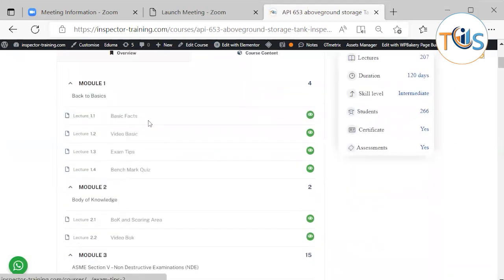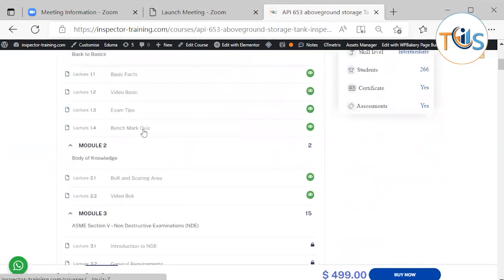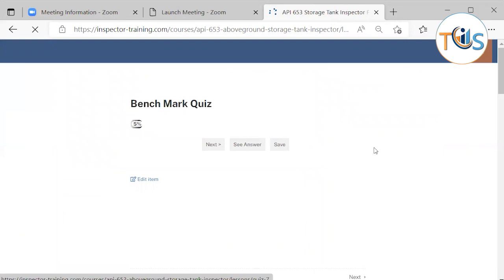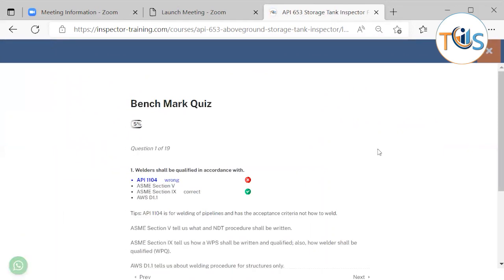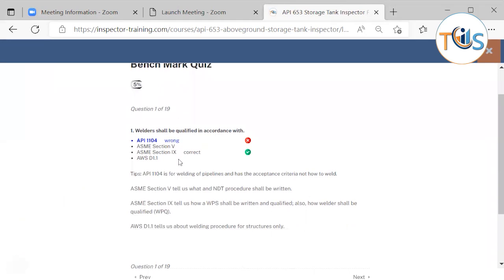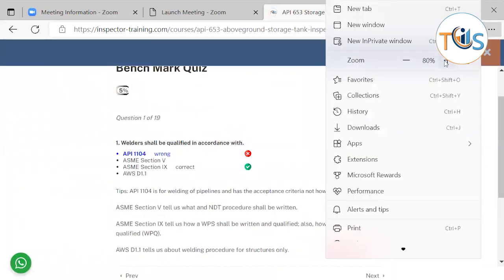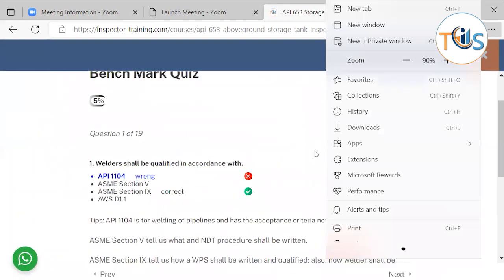So let's go to the first and second modules, which you can also study for free. I'm going to the benchmark quiz, and we will solve some 20 questions here. All our mock exam questions are timed, and only the progress is shown. They are also flagged off, the same as the API exams.